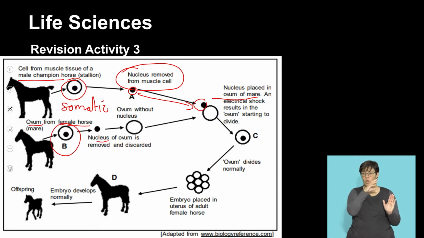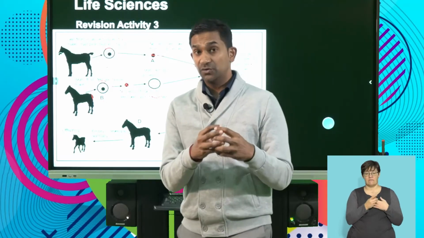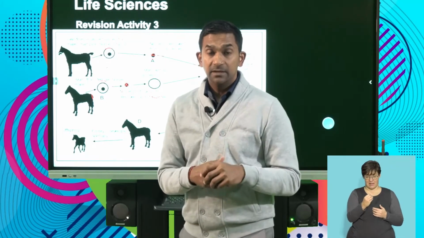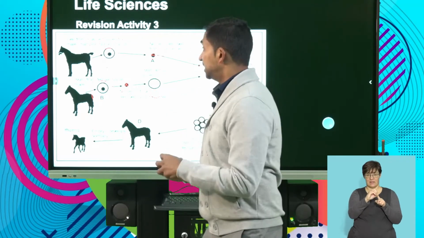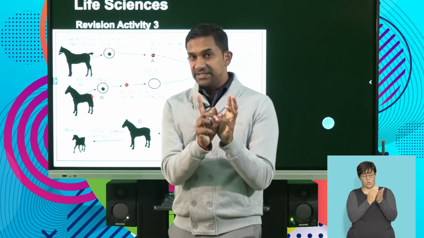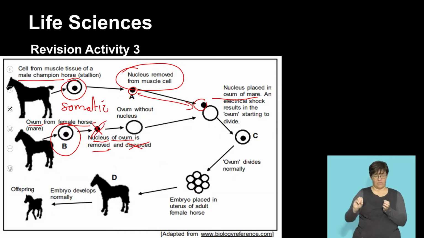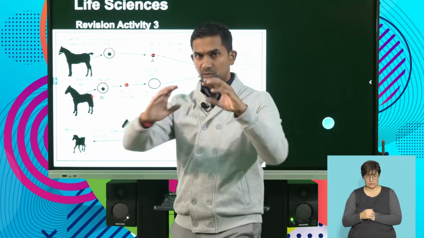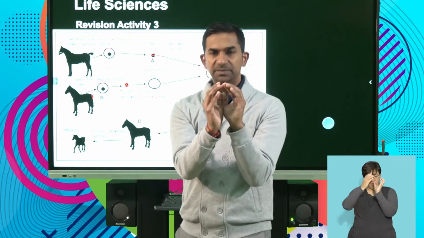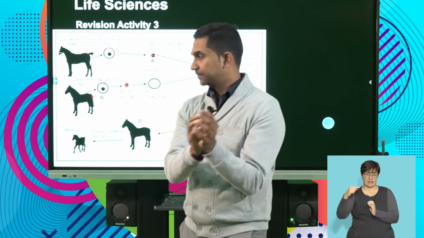The nucleus of the ovum is removed and discarded. So this nucleus is removed. So what has happened is, in this part of the process, we find that we've got a donor for an egg. That egg cell has been stripped of its identity, meaning that we remove the nucleus and we discard the nucleus, which means all we have is just the outer membrane of the egg cell.